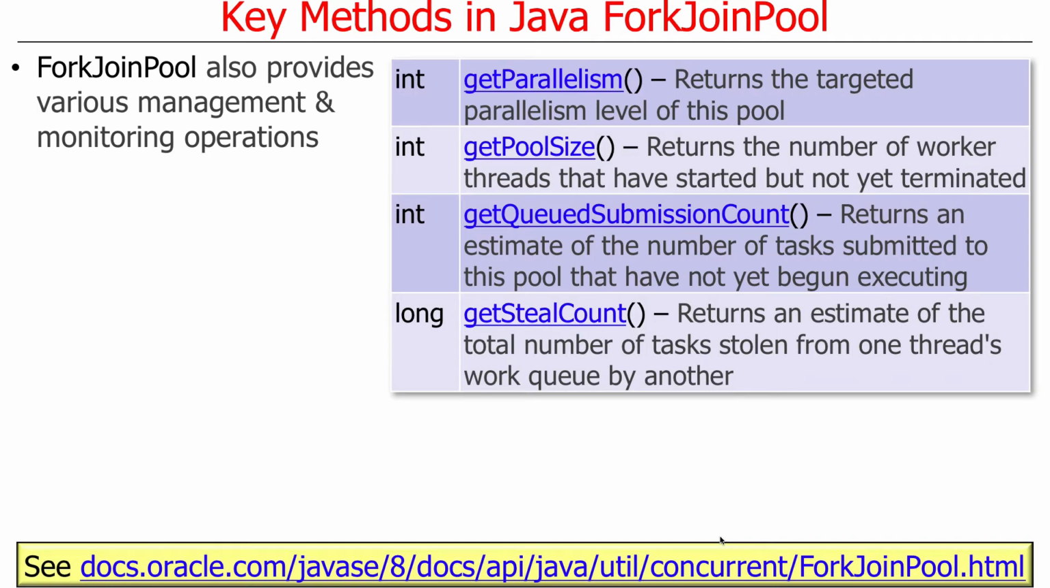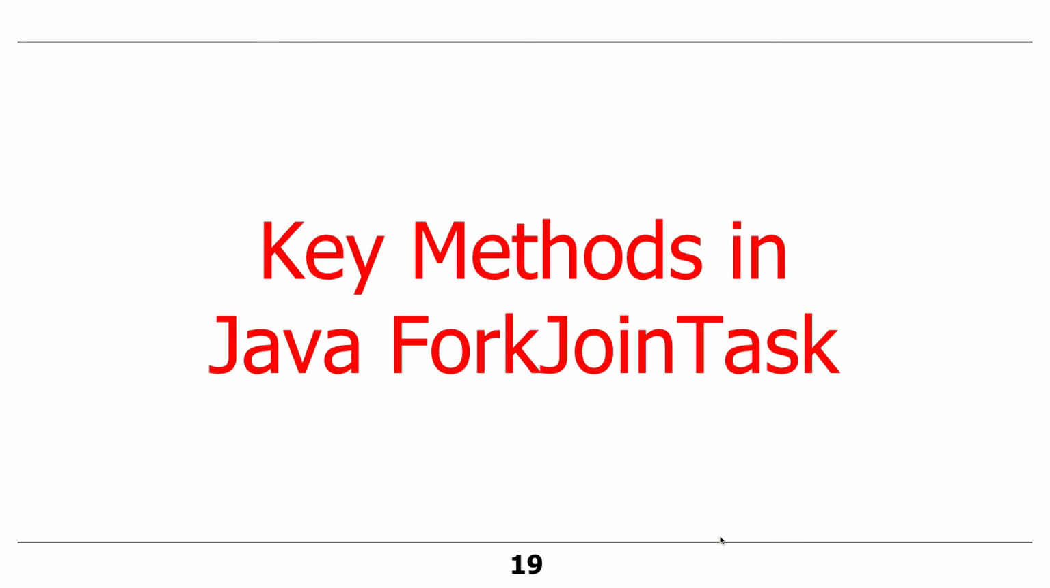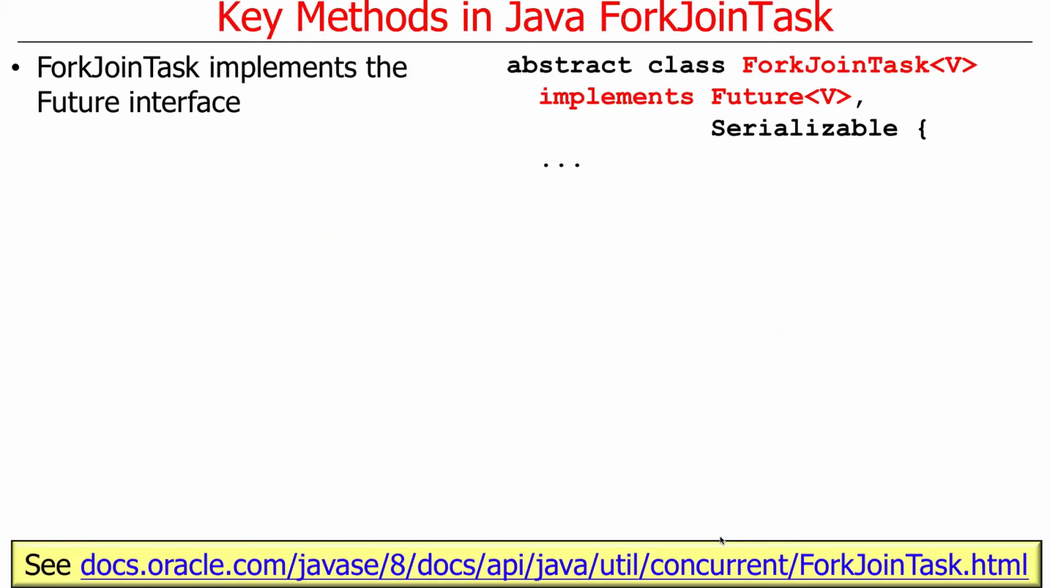There's also a bunch of interesting little helper methods that you can use to see what's going on under the hood, tell you what the target parallelism is, the size of the worker threads, how many things are queued up that have not yet started to run. You can find out how many tasks have been stolen. These are not things you would typically use in a program, but the framework might use those things for some kind of debugging purpose. So let's talk about some of the methods in ForkJoinTask.